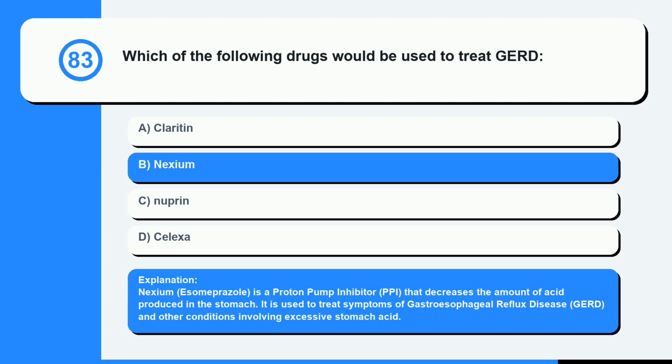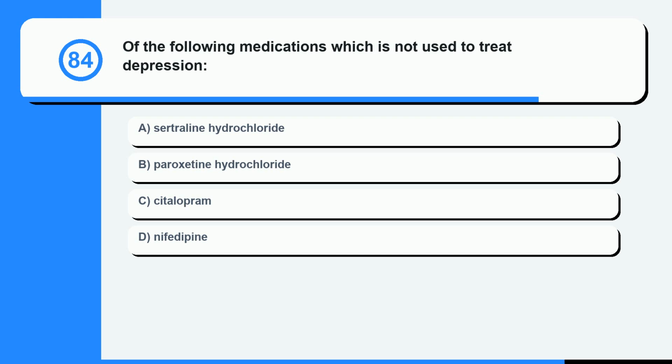Question 80. If a doctor's order calls for the administration of 500 mg of medication, how many grams should be given? A. 500. B. 50. C. 0.5. Or D. 5. The correct answer is C.